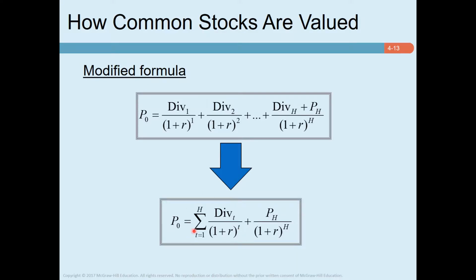So in chapter 3, this was the present value of interest. Now it's the present value of dividend. And this part was the present value of principal payment. However, this part is the present value of the price at which we expect to sell the stock.